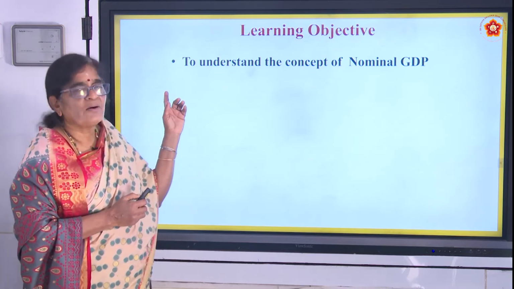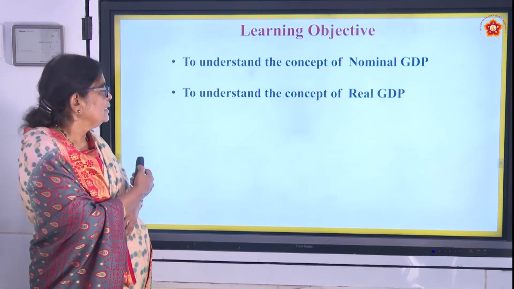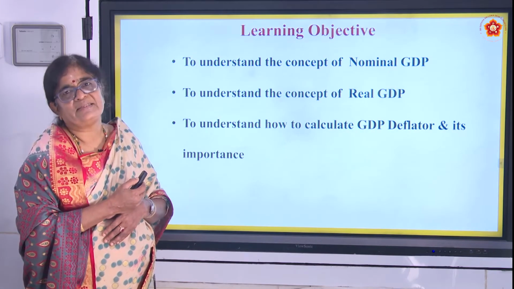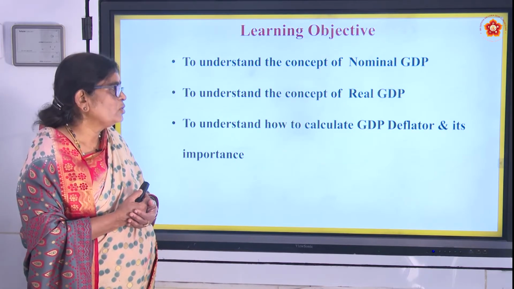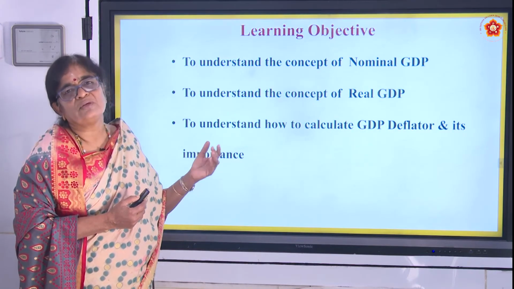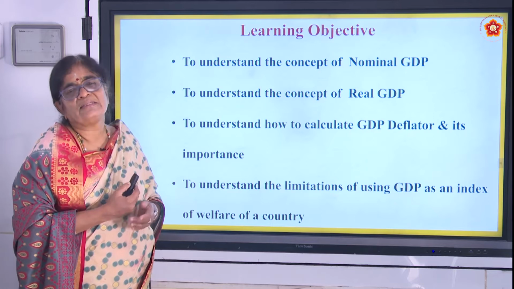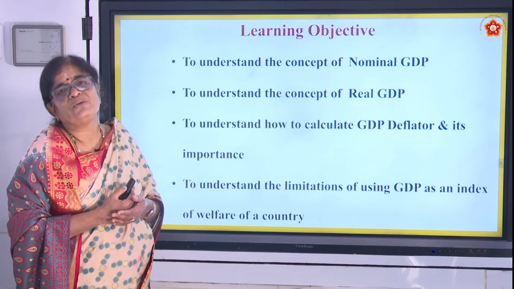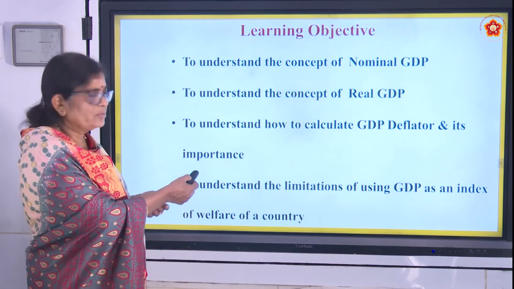The first objective is to understand the concept of nominal GDP. The second one, to understand the concept of real GDP. The third one, to calculate the GDP deflator. It's a ratio, and we will see how to calculate the GDP deflator, and also its importance, what message is conveyed, or what is the importance of calculating the GDP deflator. And the last is the limitations of using GDP as an index to measure the welfare of a country. What are the limitations of using GDP? These are the topics we are going to discuss.